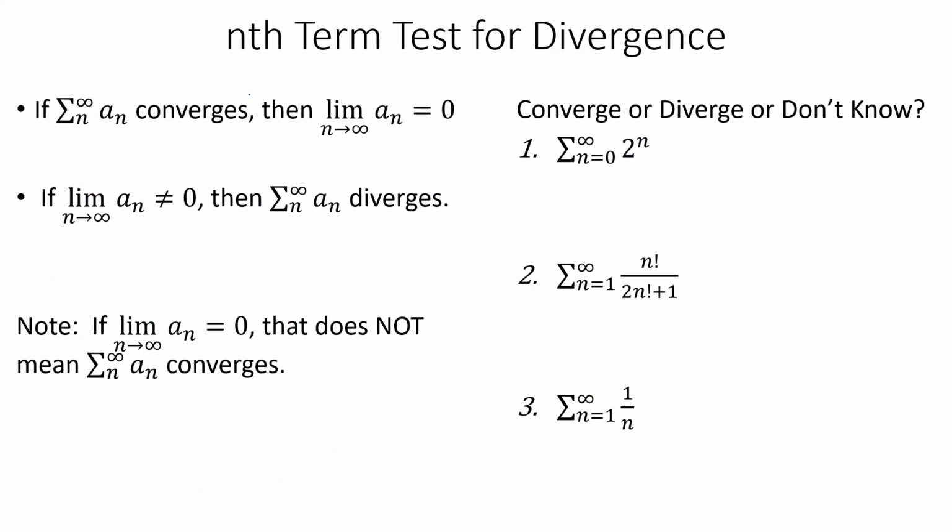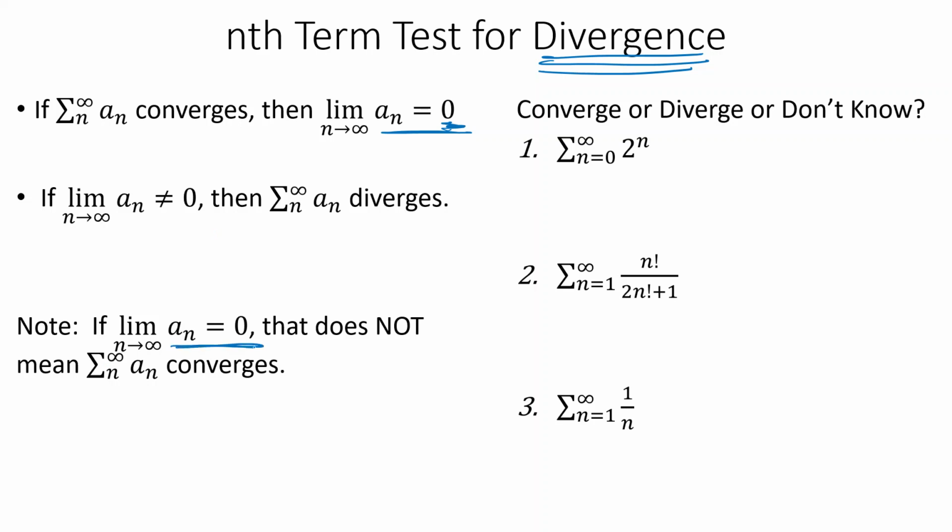All right, so that was the geometric series. The nth term test for divergence. So this only tells us if something diverges. This doesn't tell us anything about converging. If a sum is going to converge, then its limit has to be 0. Like those numbers at the end that you keep adding have to go to 0. But just because it goes to 0 does not mean it converges. So this doesn't work backwards.